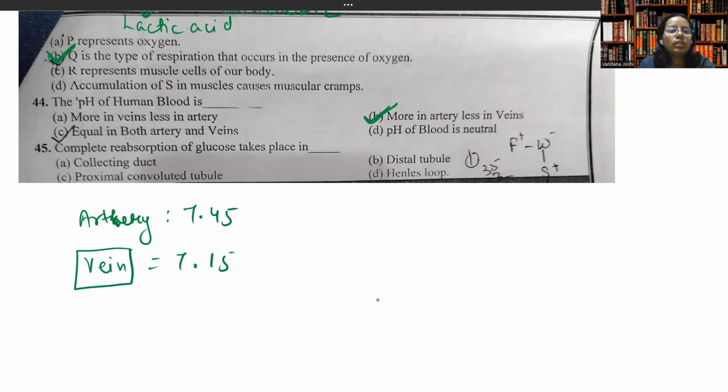And our final question, complete reabsorption of glucose takes place in, we know that it happens in kidney and in the proximal convoluted tubule.